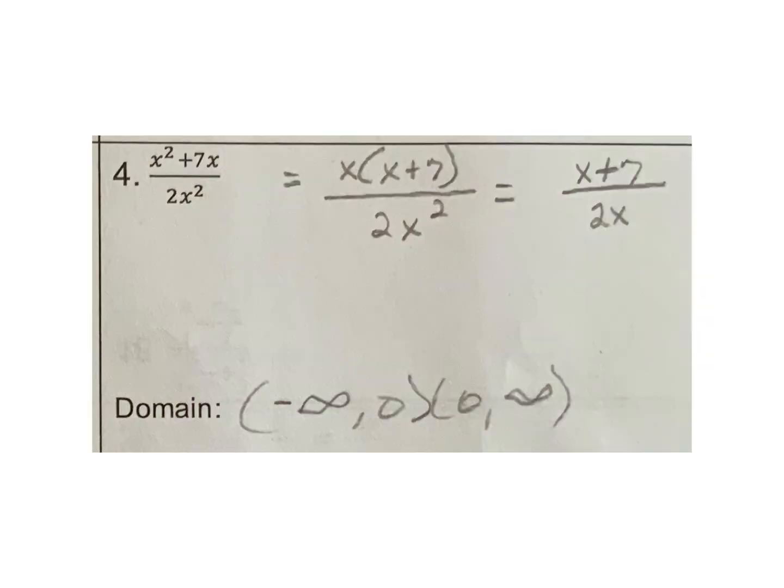Okay, number 4, we factor the numerator, x squared plus 7x, to x times x plus 7. And then the denominator, we have 2x squared. So when we simplify, we can cancel out that x and one of these x's in the denominator. That's why this x now has an exponent of 1. So our simplified expression is x plus 7 over 2x.